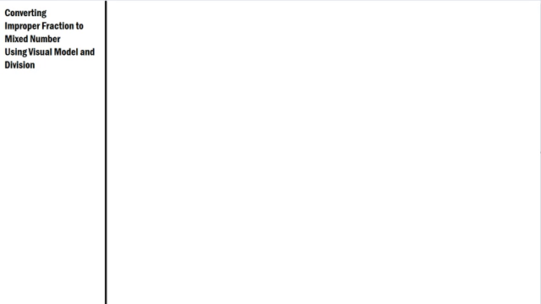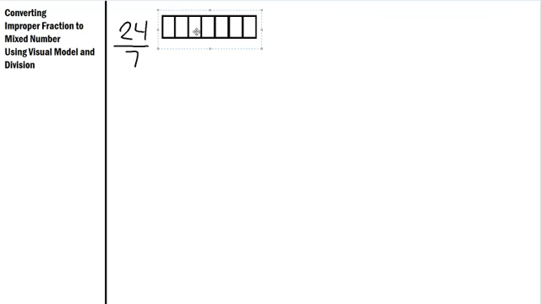So let's start with something like 24 sevenths. Well, we know that 24 sevenths is greater than 1 whole because 7 sevenths is 1 whole. So I'm going to start with a visual model. So we have a group of 7 here. You can draw this out, so we have 7 sevenths here, and we want 24 sevenths.